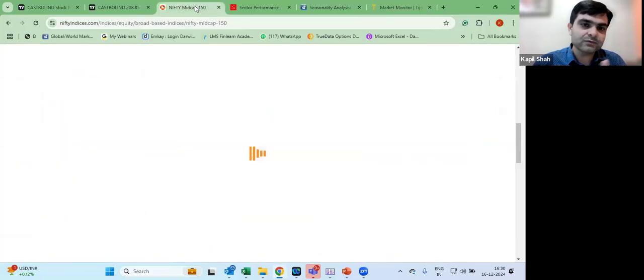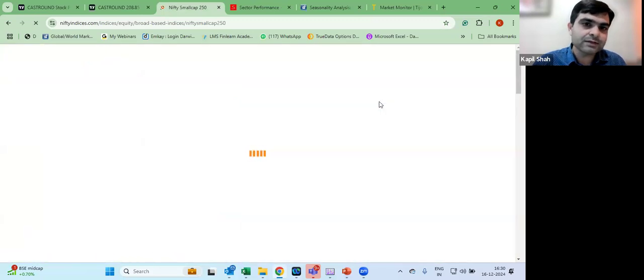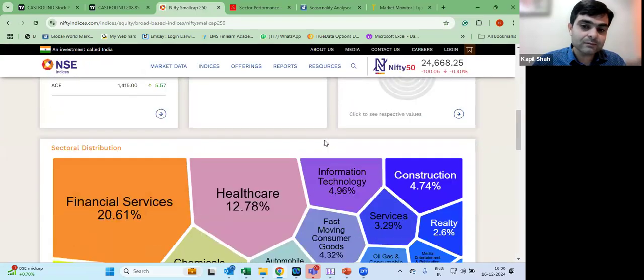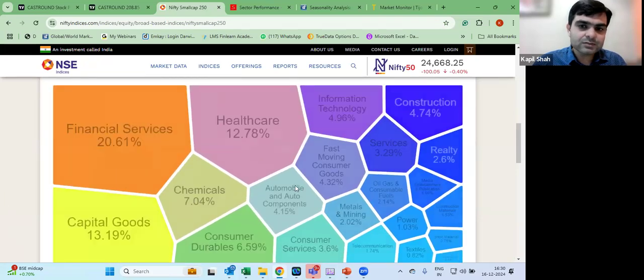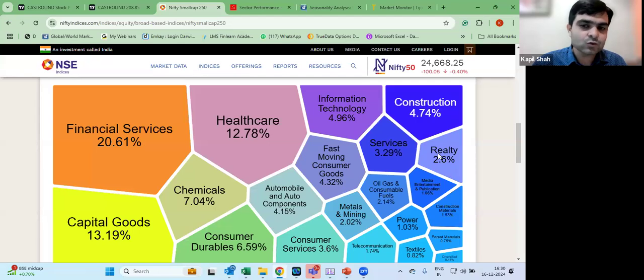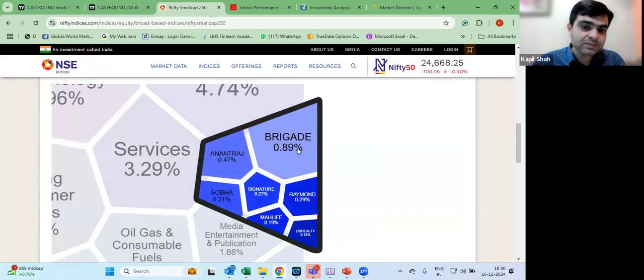So let's say I come to the Nifty indices, and as I understand, Nifty small cap or micro cap are in momentum. But let's, for example, take the Nifty small cap 250 stocks. I just clicked on the Nifty small cap 250, and I understand that realty stocks are doing well. Realty or construction stocks are doing well. Here I find the construction stocks having 4%, or realty stocks having 2.6% weightage. So I understand these are the company names which are in momentum: Brigade, Anant Raj, Sobha, Raymond, DB Realty, and all these particular stocks.